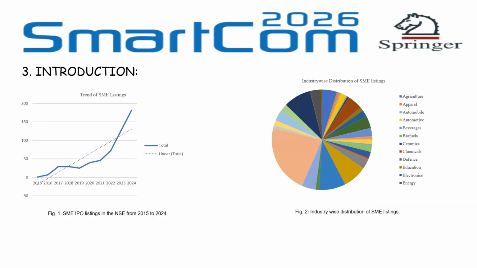Now we have actually checked how the SME IPOs have grown. From 2015 all the way to 2024, as you can see, the growth has been very high. It started from 1 in 2015 all the way up to 172 being the exact number as of 2024. Most SME IPOs have come from the manufacturing sector, with contributions from the electronic sector and also the education sector.